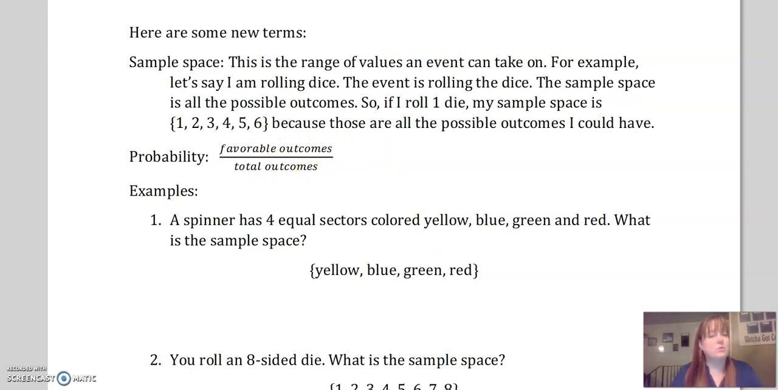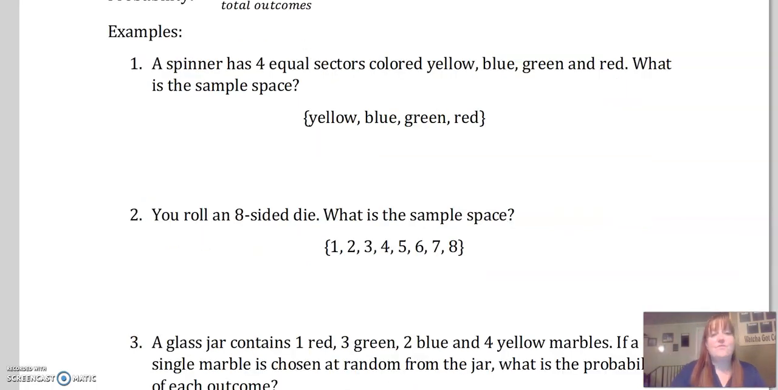Hopefully that's somewhat of a review. But I know it's been a long time because we never get to statistics and probability most years. So this may be way back in like 5th grade. Okay, so let's look at some examples.